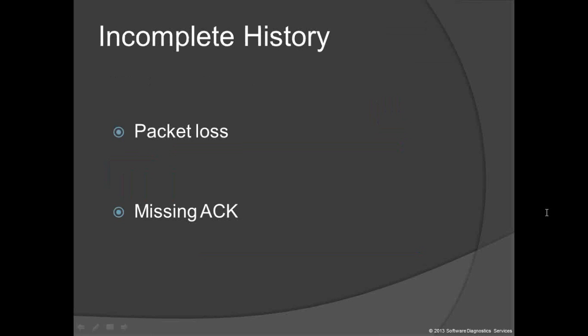Due to a packet loss, we may have an incomplete tracing history. So this is another pattern. Missing responses or acknowledgements are also covered by this pattern.